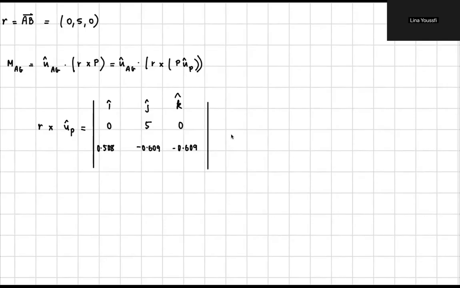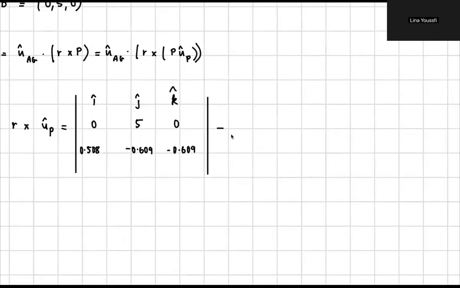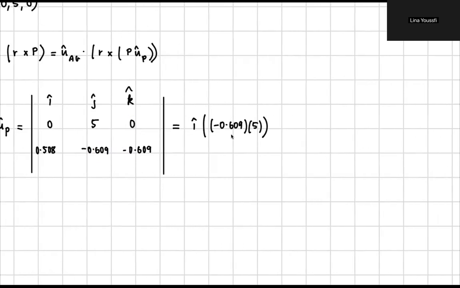Okay, sorry, continuing. So we're going to do the cross product here. We're going to hold on to I, and then we're going to do -0.609 times 5. And then this is just going to be 0, so we're just going to keep that term out. And then we're going to have -j, and that's going to be 0 in this case, since this is going to be multiplied by this, and this is going to be multiplied by this. So that's just going to be 0.